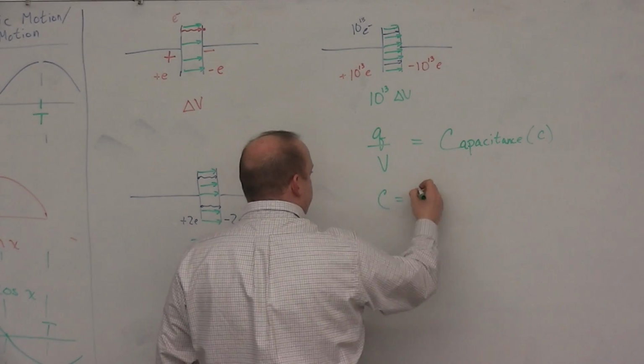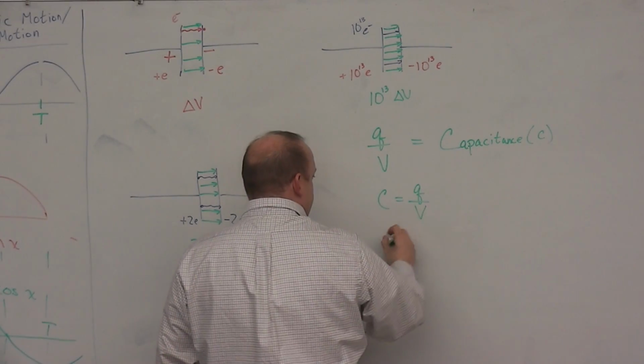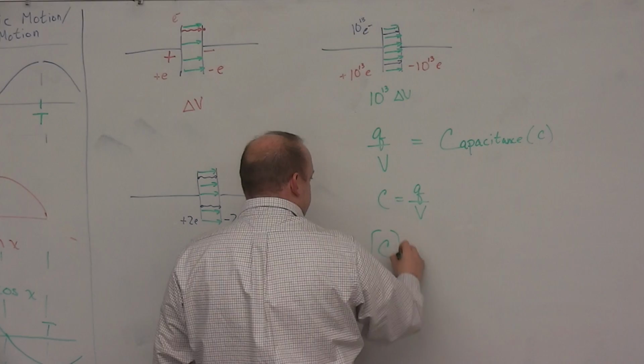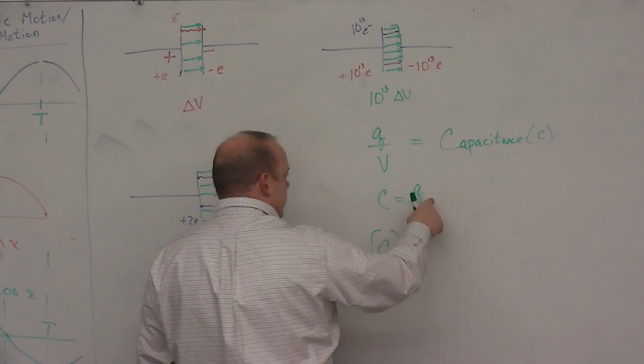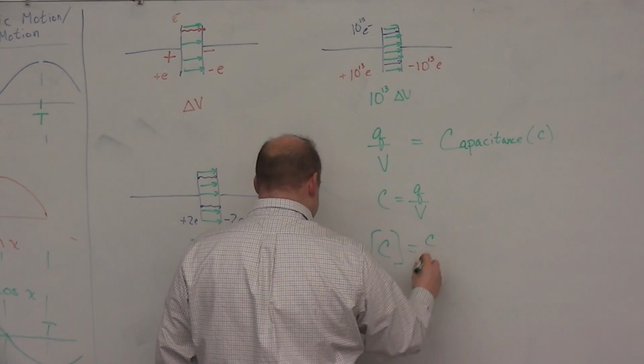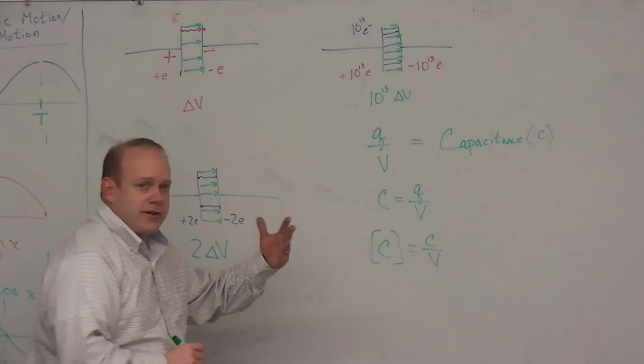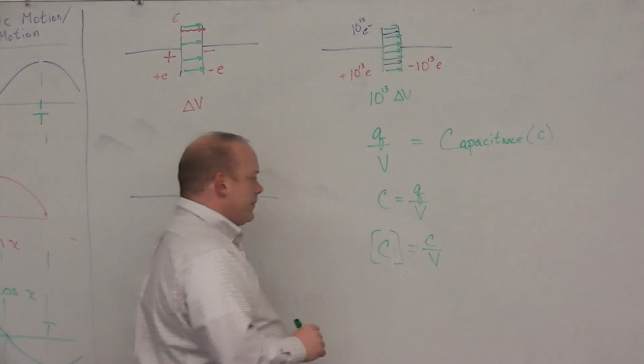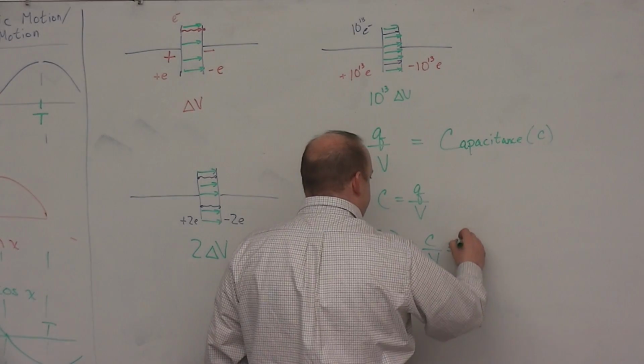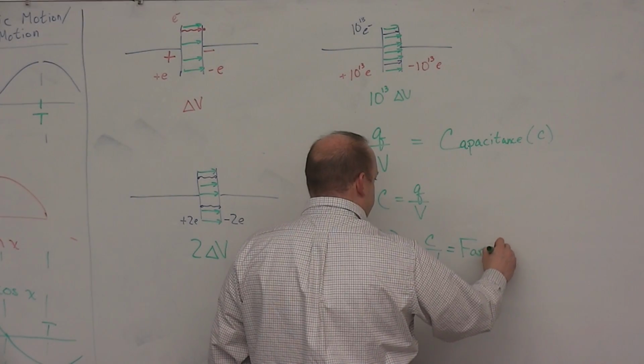C, as we say up here, is equal to Q over V. We want to take a look at units real quick. So the units of capacitance are going to be coulombs per volt. Okay? And this is a very common unit. And we call that the farad, after Michael Faraday.